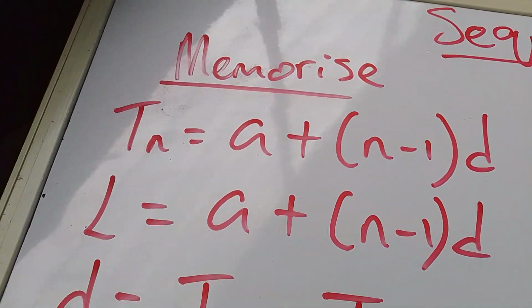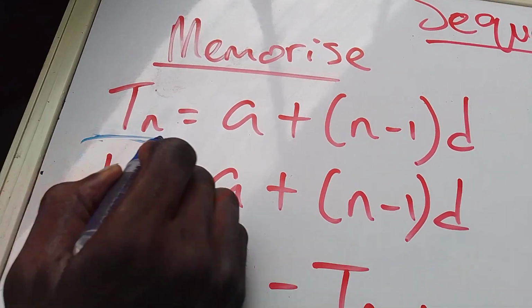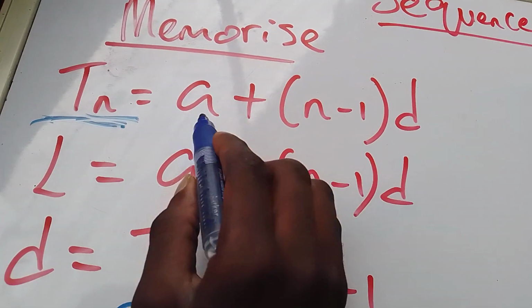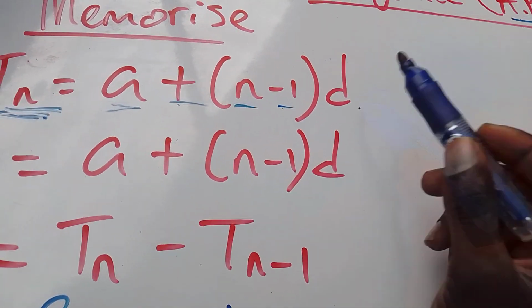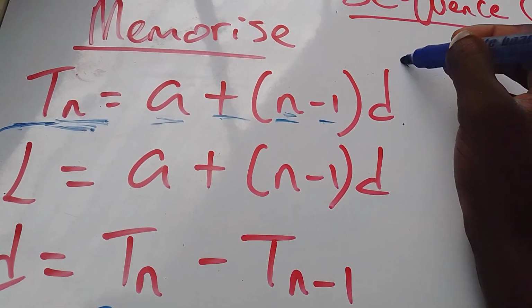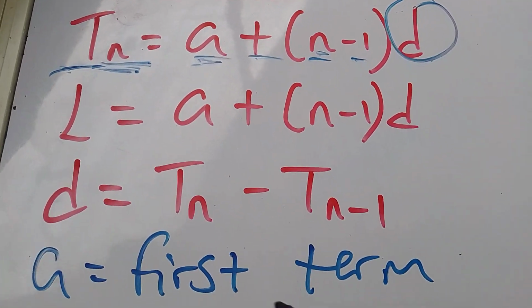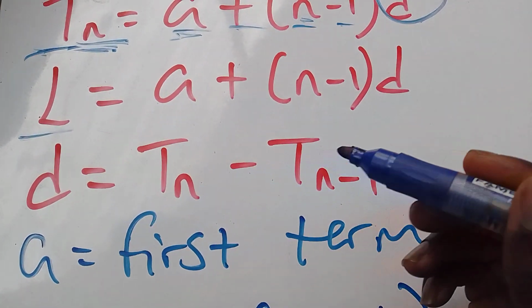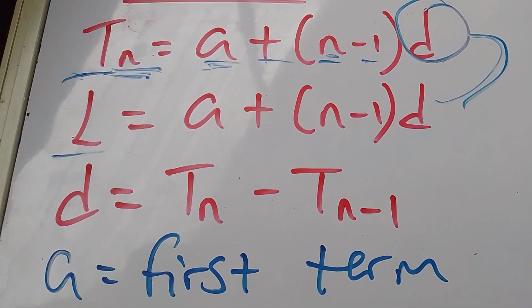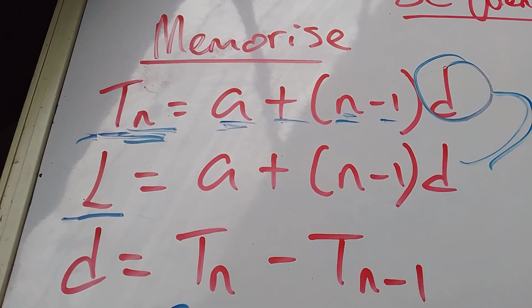There are things you need to memorize in this place, and they are just Tn as number of the term. That term, if you are given any term, is the first term plus (n minus 1) d, where n is the number of the term, minus 1 is a constant, d is the common difference, and a is the first term. Also, the last term has the same formula as the number of term. That means if you are finding a term and the last term, they are given by the same formula.